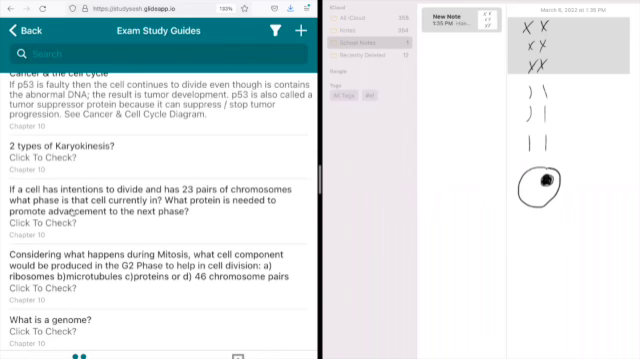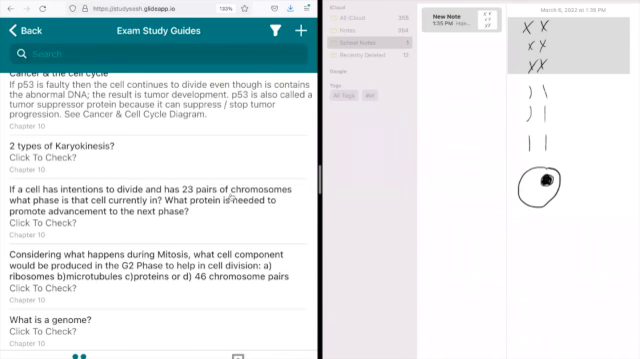So the question is, if a cell has 23 chromosomes, 23 pairs. They're talking about the 46 total, the 23 pairs. What phase is it in? So think about it. If it had 23 pairs, 46 chromosomes, that means the cell has yet to go through DNA replication. Because if it had gone through DNA replication, then it would have 46 pairs of chromosomes. But here it says it has 23 pairs of chromosomes. So we're assuming that it has 46 chromosomes. So the answer is going to be the G1 phase.